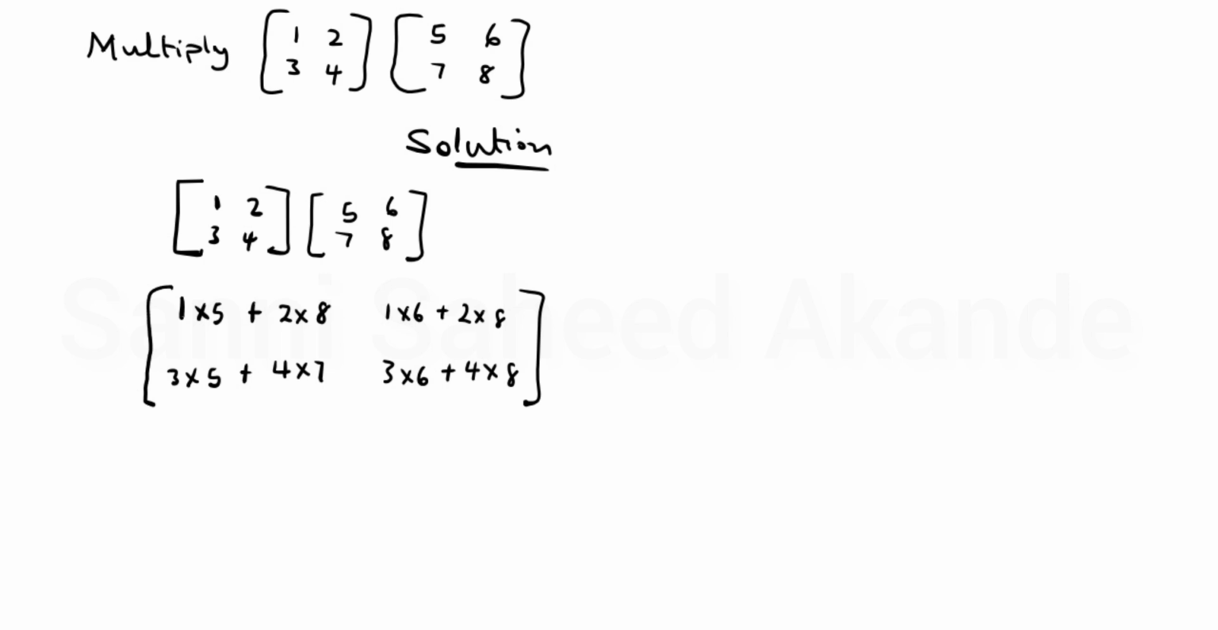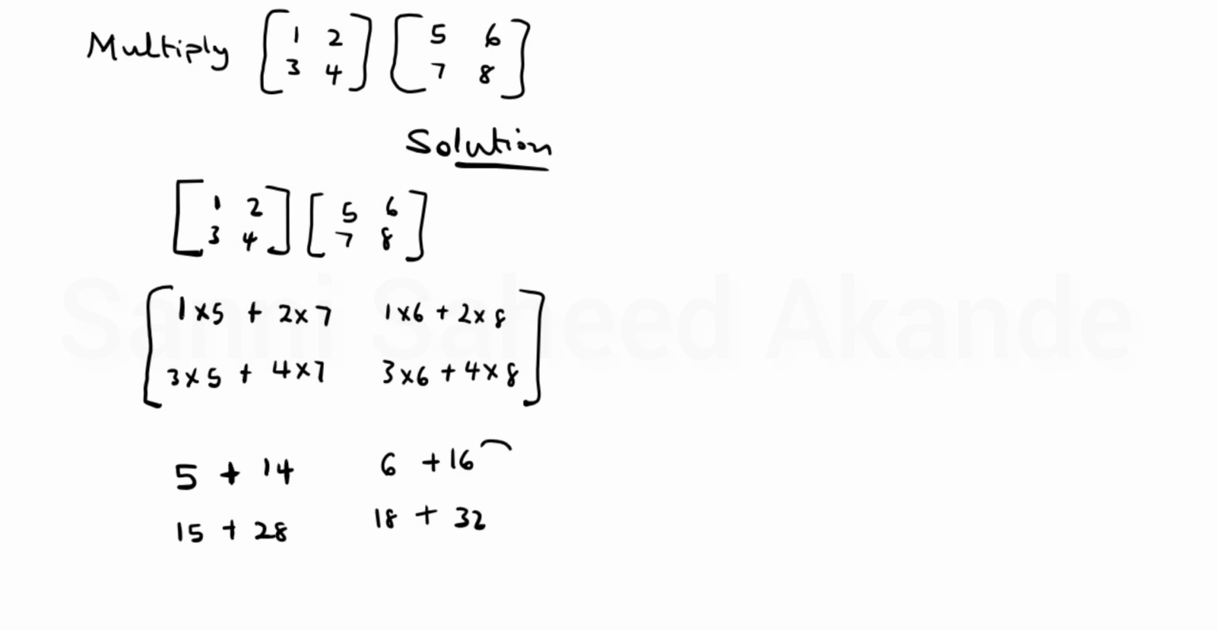Understood? So now the next thing is to multiply those numbers together, one after the other. So let's do that together very quickly. 1 times 5 is 5, then plus 2 times 7 will give us 14. Then 1 times 6 is 6, then 2 times 8 is 16. So the down part, 3 times 5 will give us 15, plus 4 times 7 will give us 28, then 3 times 6 will give us 18, plus 4 times 8 will give us 32.